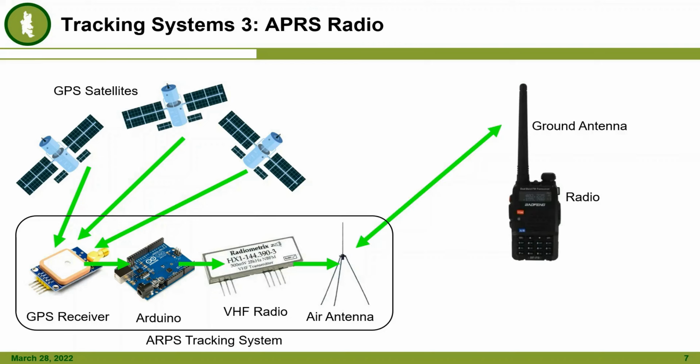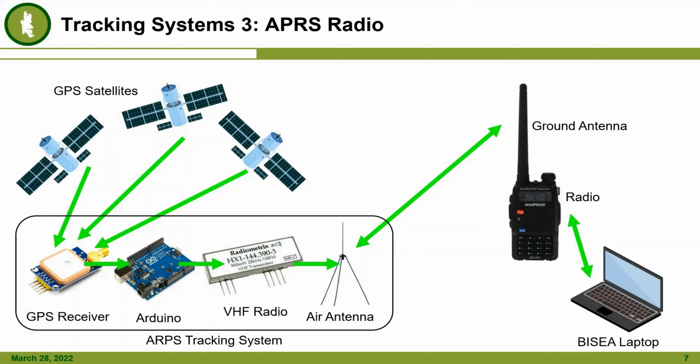So hopefully we're going to have a ground antenna that can hear the broadcast made by the air antenna. We're going to hook that up to basically a ham radio, and then hook up that ham radio to our laptop. What we can now do with this system is basically track the location of that GPS receiver, which is inside the payload box, in real time during the mission.